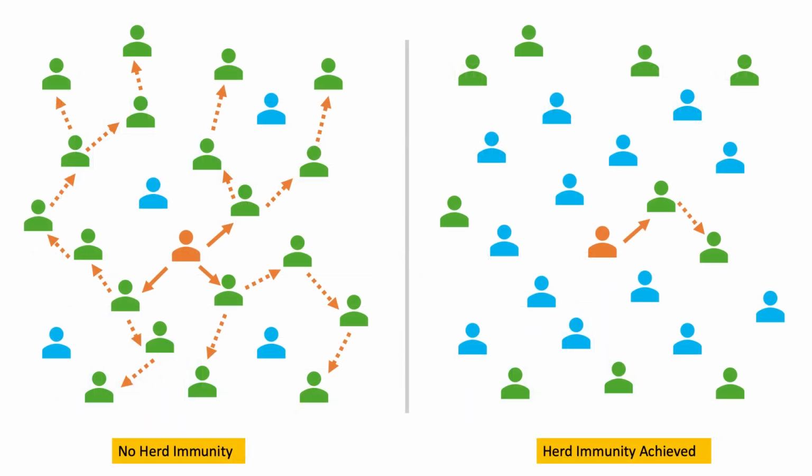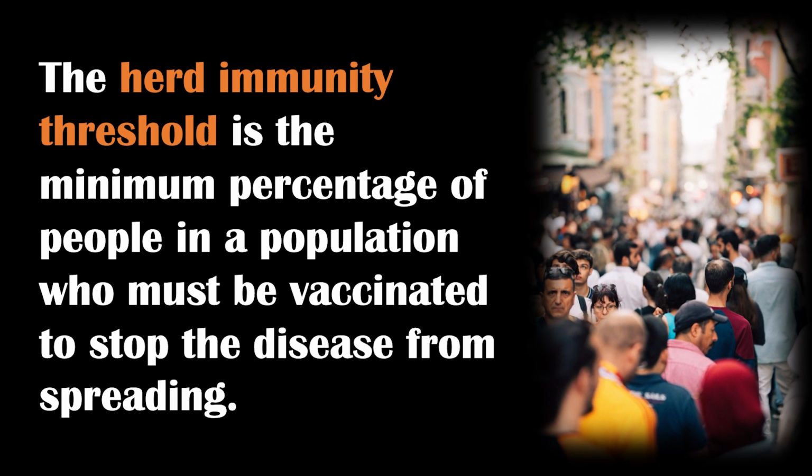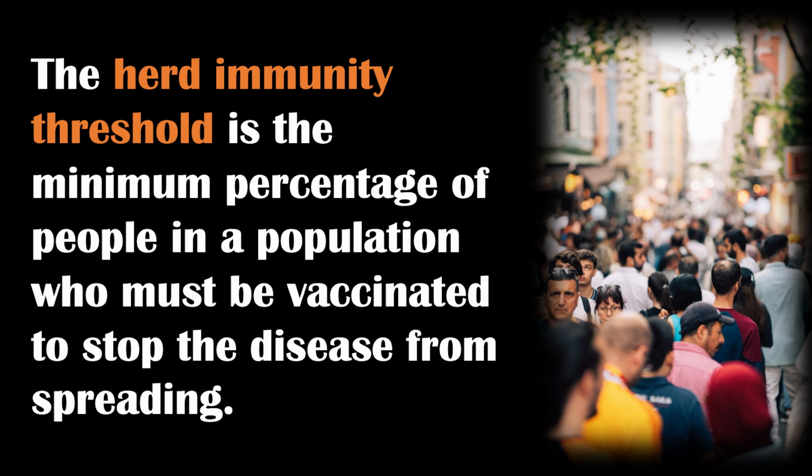This tipping point is when we achieve herd immunity, meaning we have enough immune individuals in the population to shield everyone else. The minimum percentage required to reach this protection is called the herd immunity threshold.